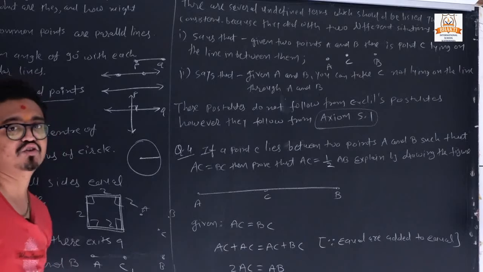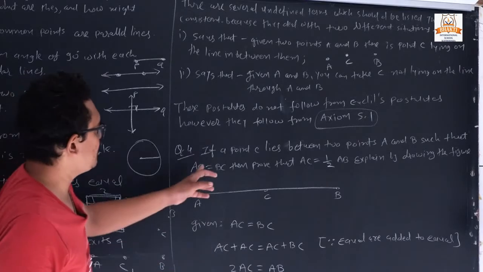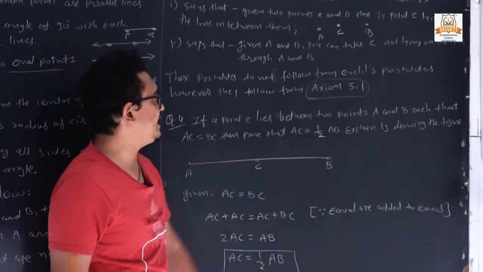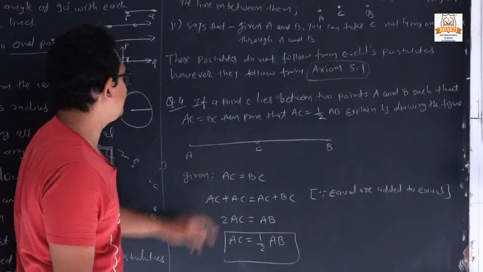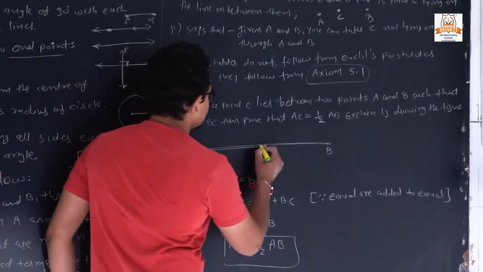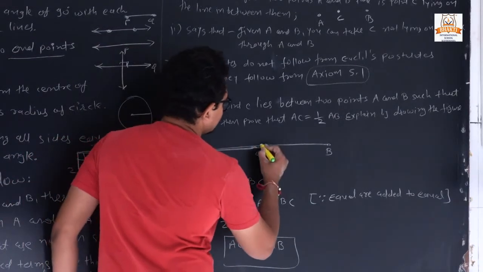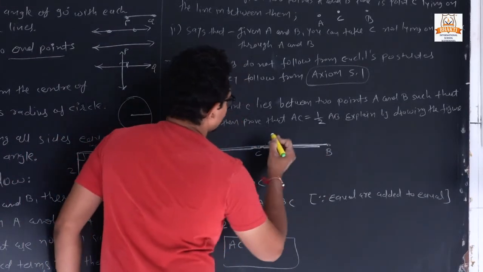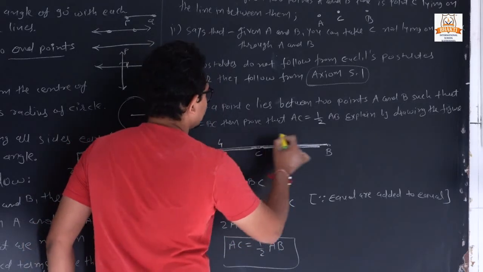Now question number 4. If a point C lies between 2 points A and B such that AC is equal to BC, it means what? This measurement and this measurement are both the same. Suppose it is 4, so it is also 4.